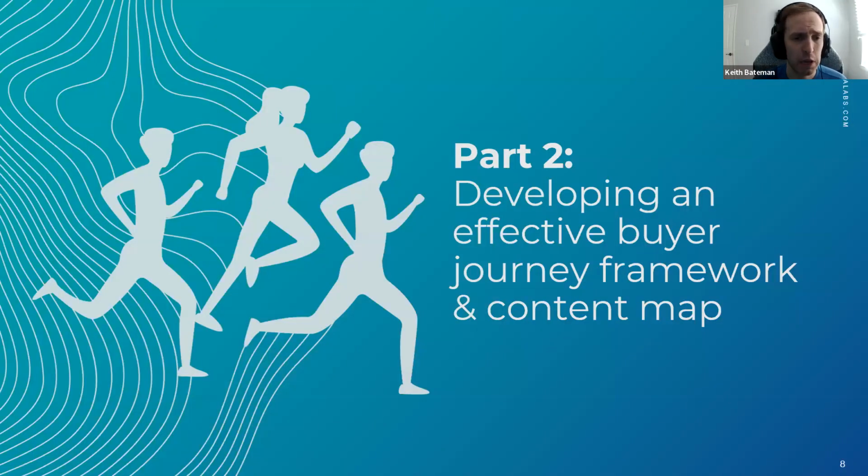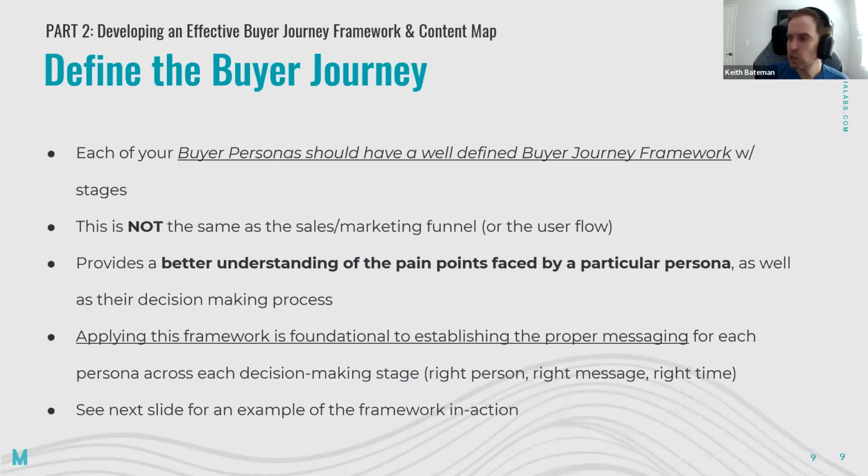So we'll move on to our second part. Now that we've done our ICP, and now that we've defined our buyer personas and what those should look like, we want to start developing an effective buyer journey framework and our content map. So let's look at how we start doing that.